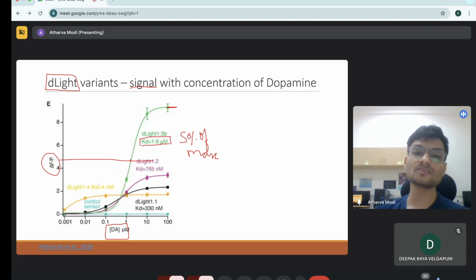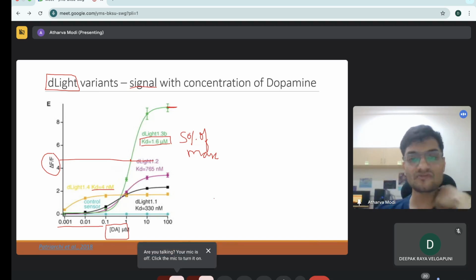So these are different variants of protein which show different KD, and the higher the KD, the lower the affinity for ligand. So if you want to measure in the lower range, you need a very low KD. With dLight 1.3B, you can't measure these ranges of concentration. But with dLight 1.4, you can measure these ranges, but you can't measure those ranges. So this guides the choice of the sensor that you want to use.